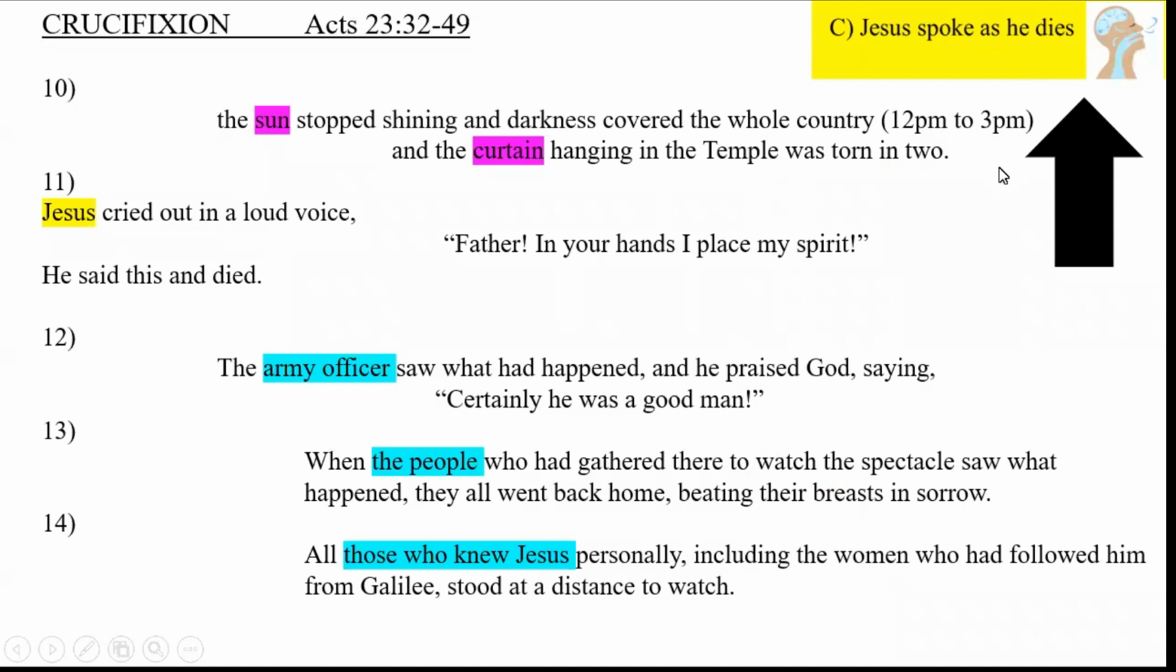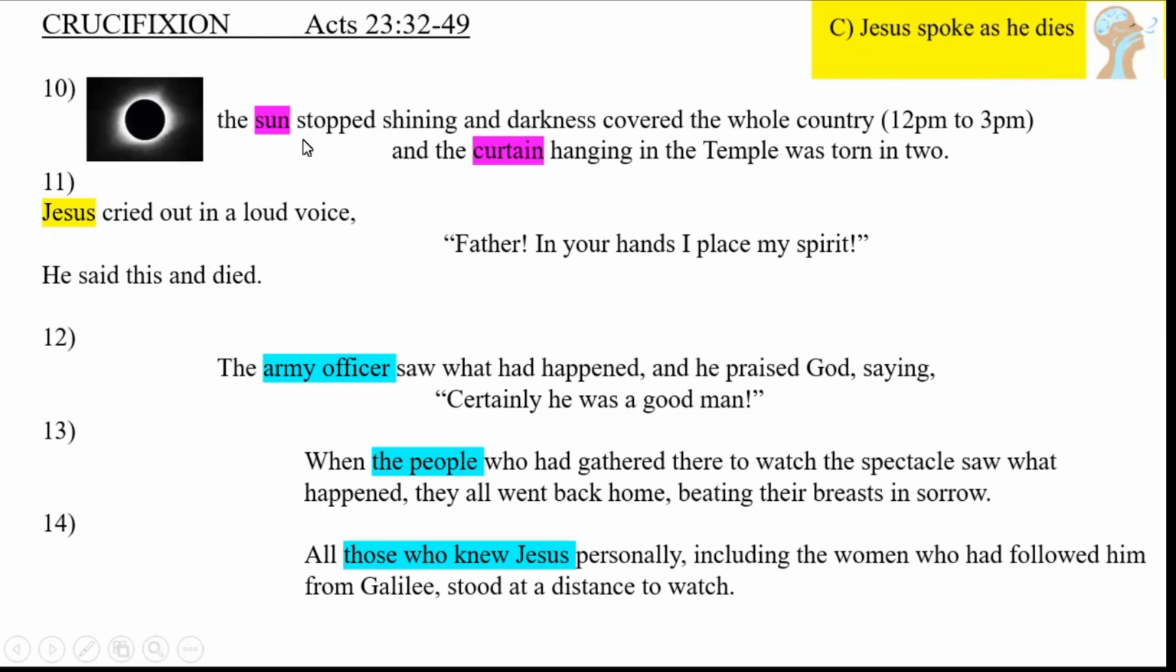Now we move on to the third part of the crucifixion, when Jesus spoke just when he was dying. So when Jesus almost died, what happened? Firstly, we have the sun. The sun stopped shining and there was darkness, covered the whole country, 3 hours long, 12 noon to 3 p.m. It's good to remember the time.